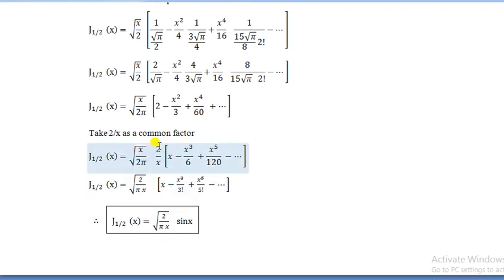Then take this 2 by x inside the square root here. So 2 by x becomes 4 by x square. So 4 by x square is 2 ones are 2, 2s are, and x square and x cancelled out. So which becomes 2 divided by pi x. And the remaining terms are x minus x cube by 3 factorial. So 3 factorial value is 6. 5 factorial, that is 120.